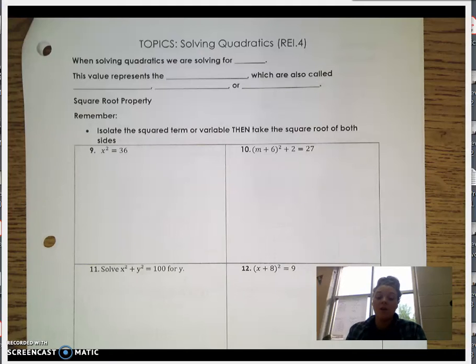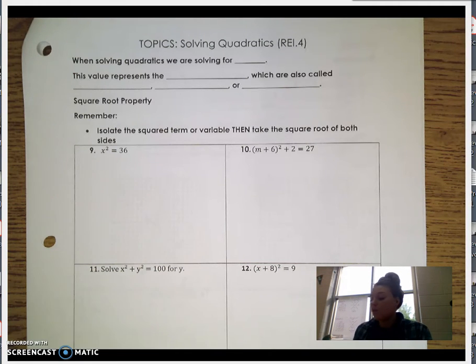The next topic in Packet 4 is solving quadratics. For this first couple of videos, we're going to talk about the square root property and then factoring. And then in Packet 5, we will finish up solving quadratics by talking about the quadratic formula, which you all know is my very favorite way to solve quadratics.